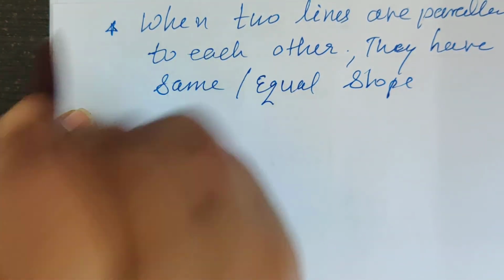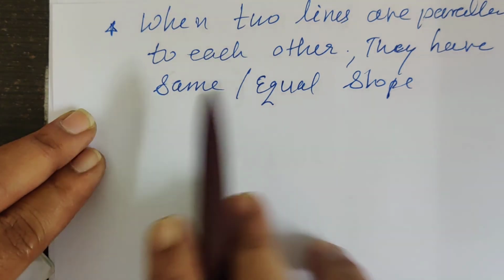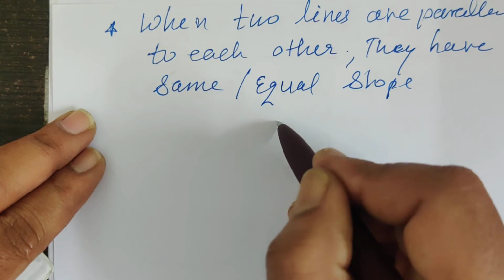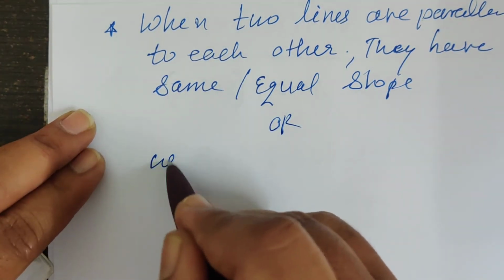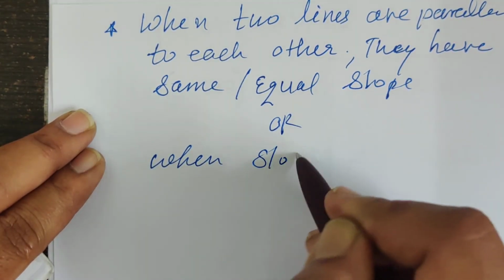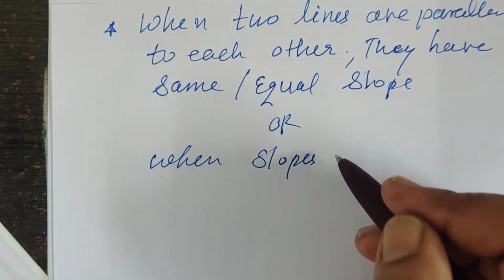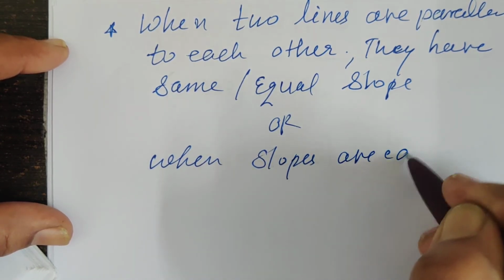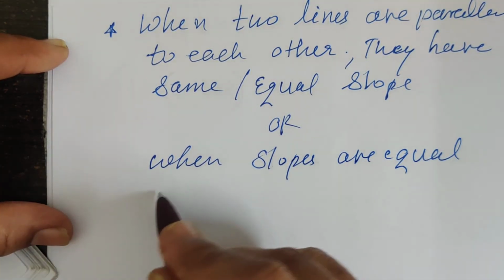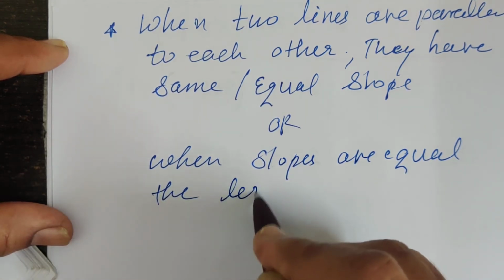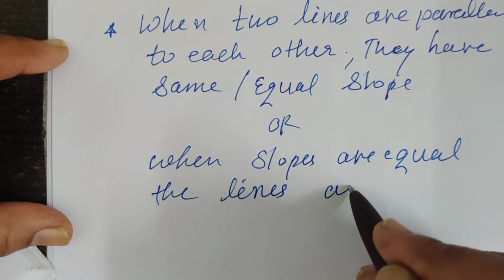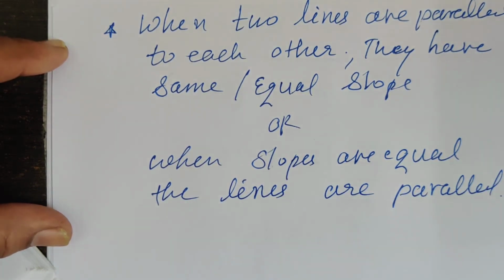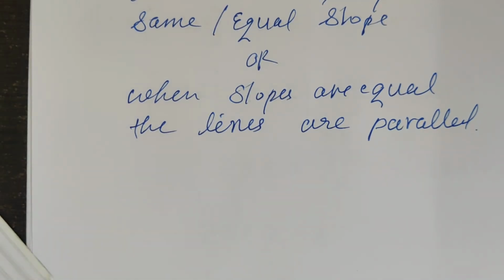So this is a third point related to the slope. Or when the slopes are equal, the lines are parallel. This way also it can be. When two or more than two lines have equal slopes, I am writing in short: when the slopes are equal, the lines are parallel. So this you should know.